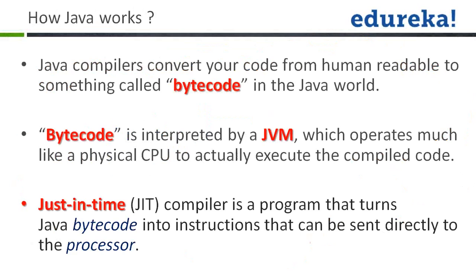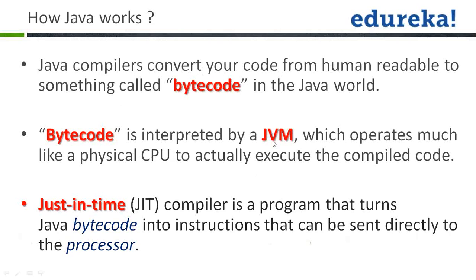Now let's see how Java works. You have already received quite a lot of information regarding how Java works, so let's understand it in a deeper way. Java compilers convert your source code from human readable to something called bytecode in the Java world. As I said, your source code, that is the .java file, gets converted into bytecode as soon as you compile it using the javac compiler. This bytecode is actually an intermediary language which is understood by each and every JVM.